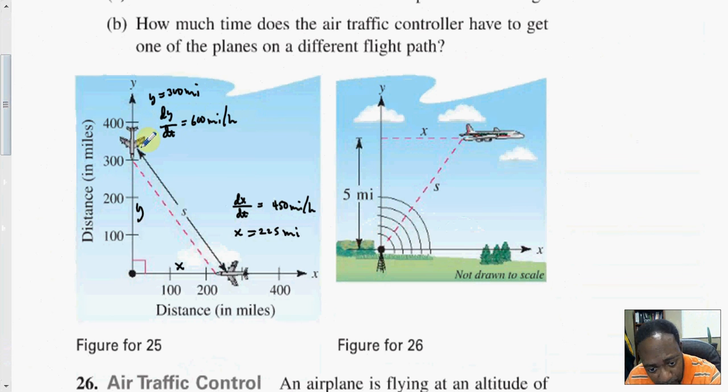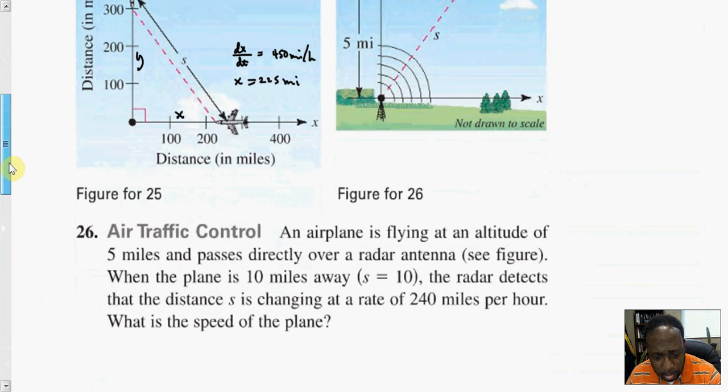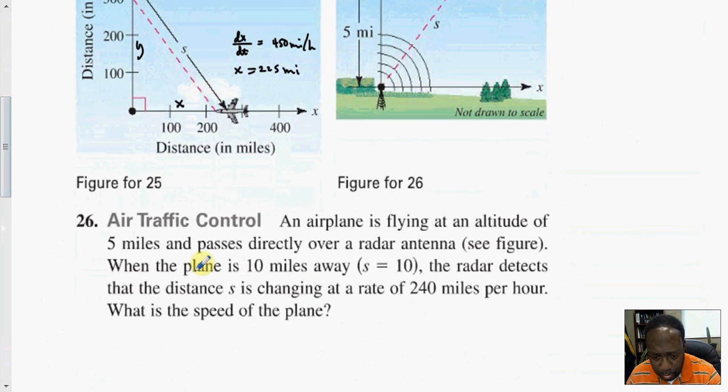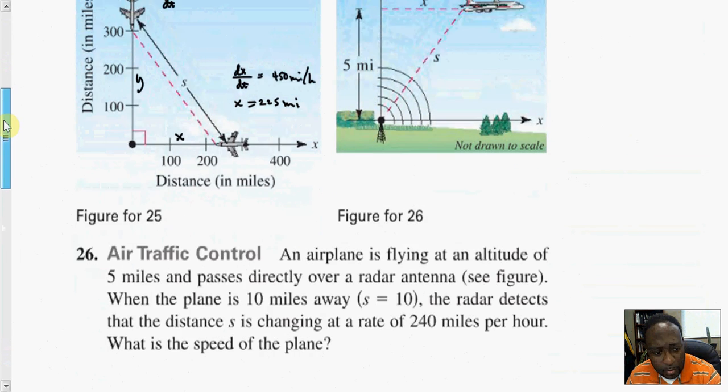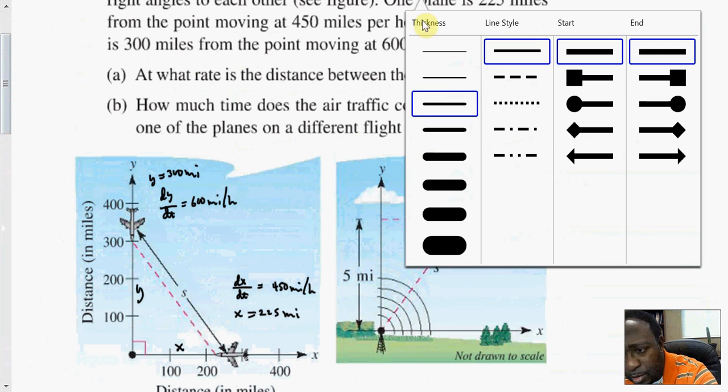We get S. We can calculate S by using the Pythagorean theorem. We can get that value. This tells us when the plane is 10 miles away. Oh, this is a different problem. Okay, we're back up here. So we can calculate S. What are we looking for? At what rate is the distance between the planes decreasing? That's S here. So if the distance is decreasing, then we should negate the rates here to denote that.